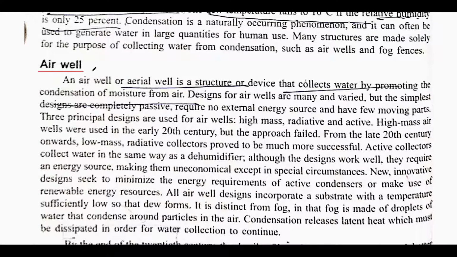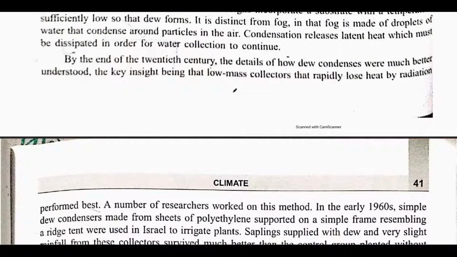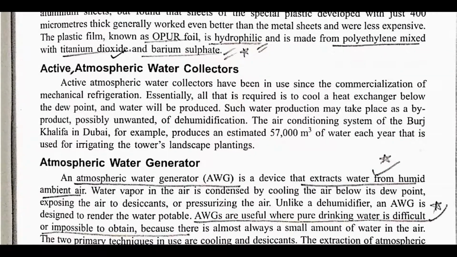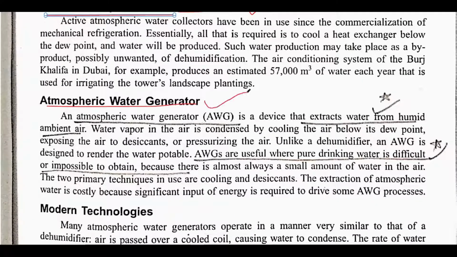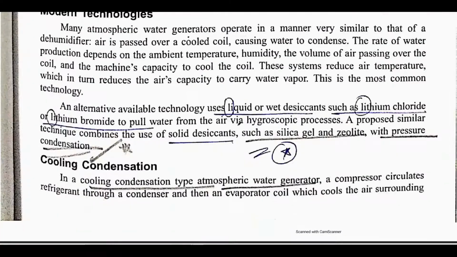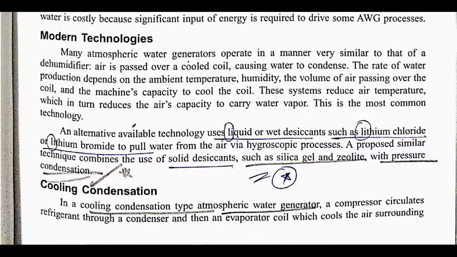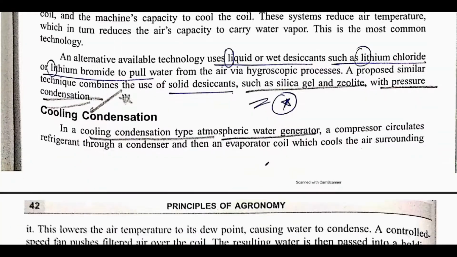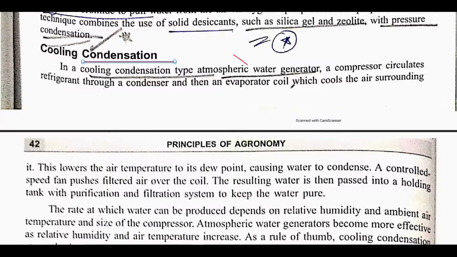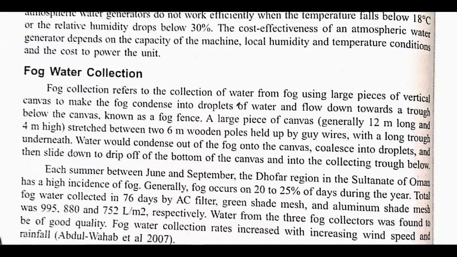See what is basic condense. See air well, what will air well do? It will collect the air and condense the amount of vapors that are present in the air. So this is air well. Same is the case with active atmospheric water collectors. They will do the same. Now atmospheric water generators, these are not important, you can skip this. Cooling condensation is also not important. Water for collection, you can skip all this.